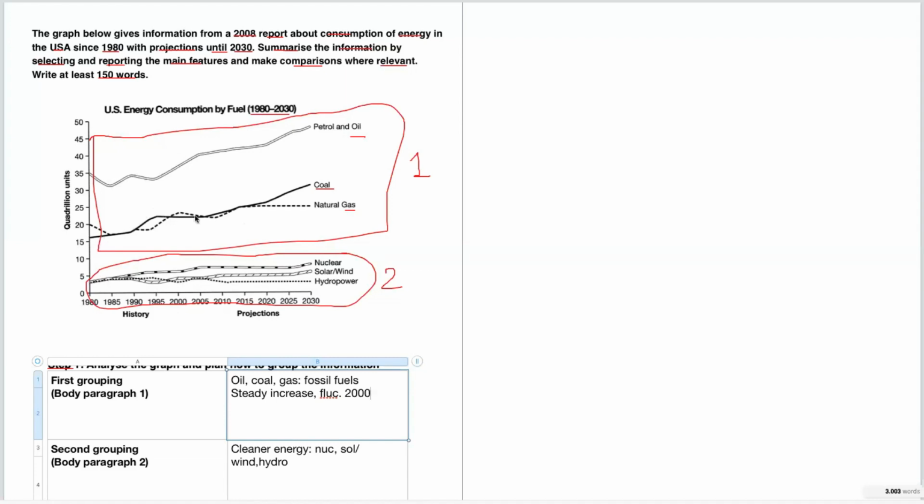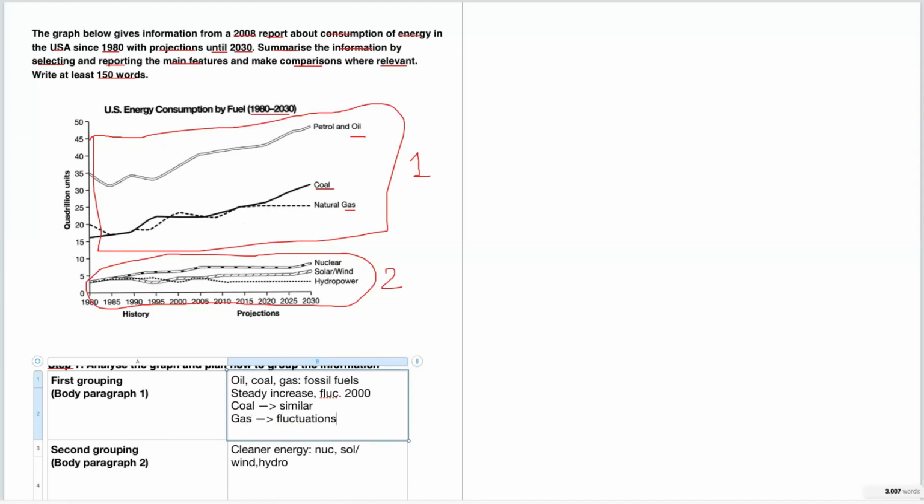Coal has also had a similar trend. Its lowest point looks to be around 1990, and then it has continued onward. But I'm also going to say that coal is similar, and I'll just make an arrow here. So I'll say coal is similar. And then when it comes to natural gas usage, I also see that there were fluctuations here as well. So I'm going to say gas has also had fluctuations.